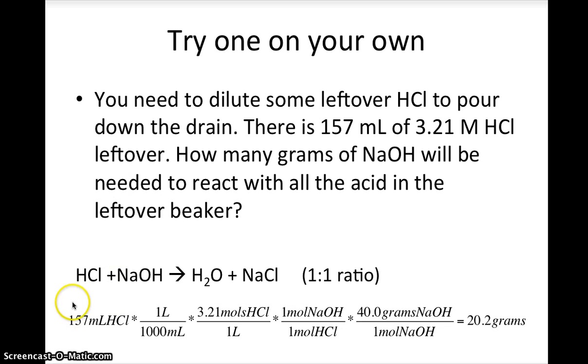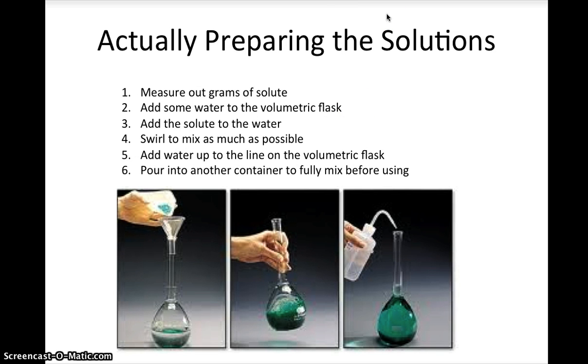Here's the solution. Once again, we're going to start with the volume of the hydrochloric acid, and we can use the molarity of hydrochloric acid to convert it to moles. We're going to use the balanced equation. 1 mole of HCl reacts with 1 mole of sodium hydroxide, and then we can use the molar mass of sodium hydroxide to get to grams.